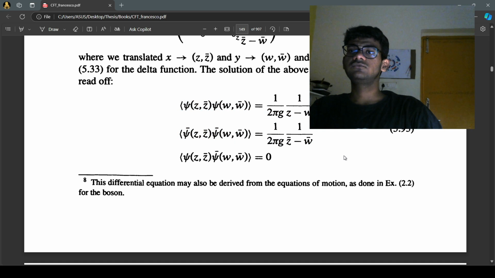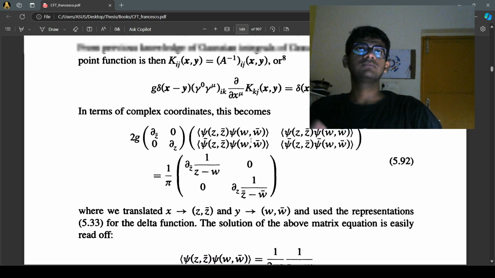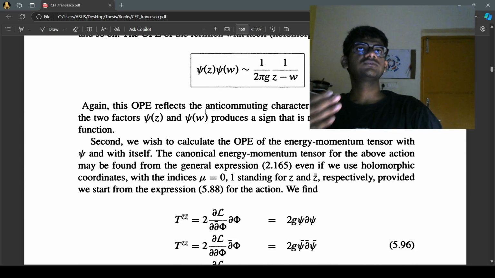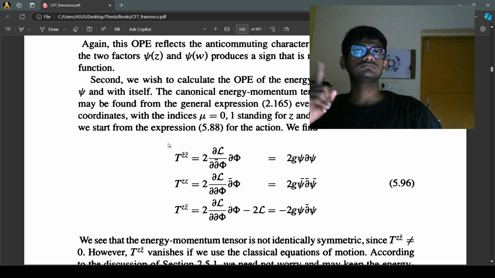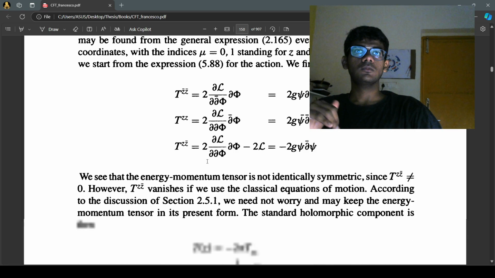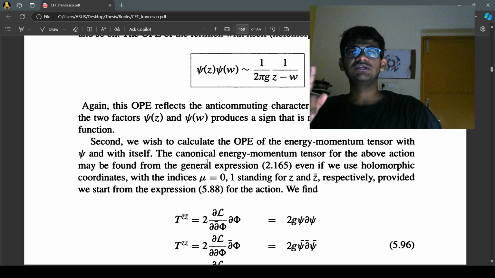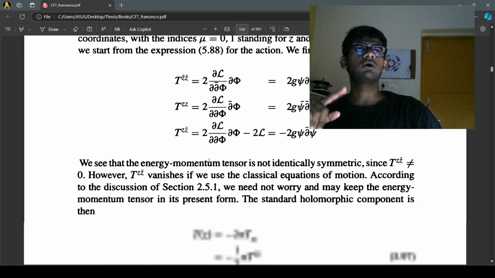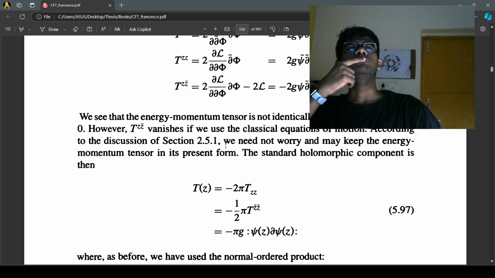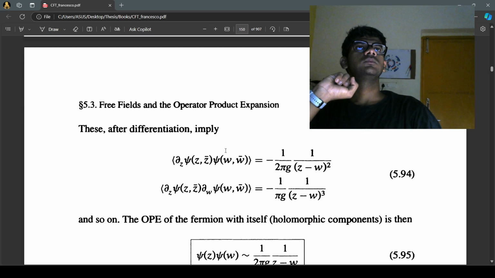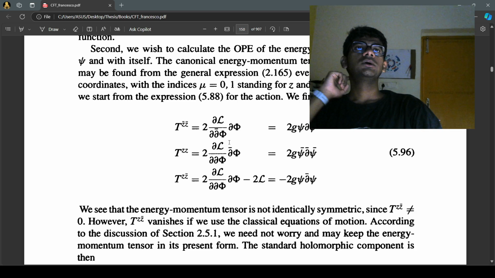But we also have the same procedures. You find the OPEs of your fields and the EM tensor. So yep, apparently we don't consider the T z z-bar and T z-bar z-bar components. There is some subtlety to it, I suppose. I will have to figure that out as well.